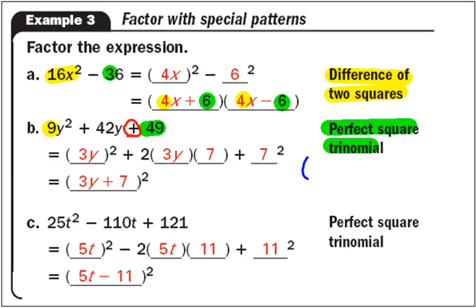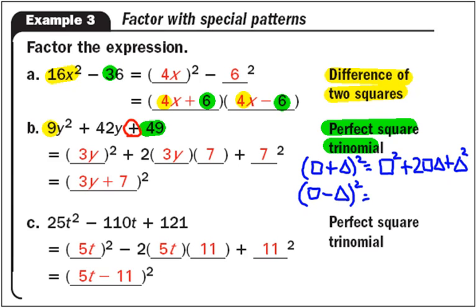If I have anything plus anything else and I square it, what I'm going to get is this first term, the square squared, and then plus 2 times the square times the triangle, whatever the square and the triangle are for numbers, and then the triangle squared. And if I have a negative sign, I'm going to get the square squared minus 2 times the square times the triangle plus the triangle squared.